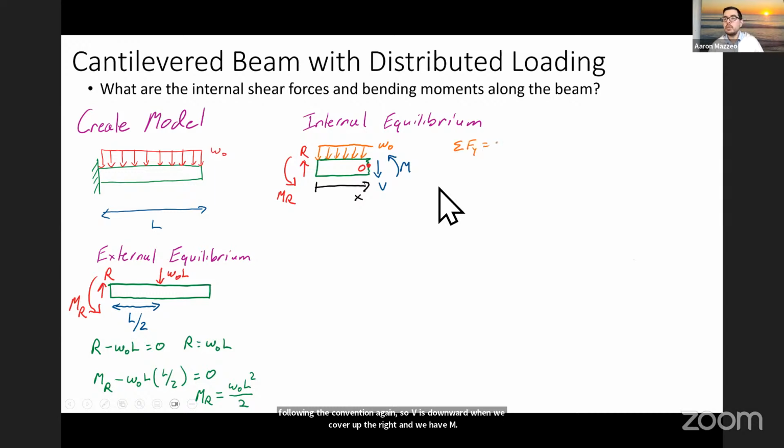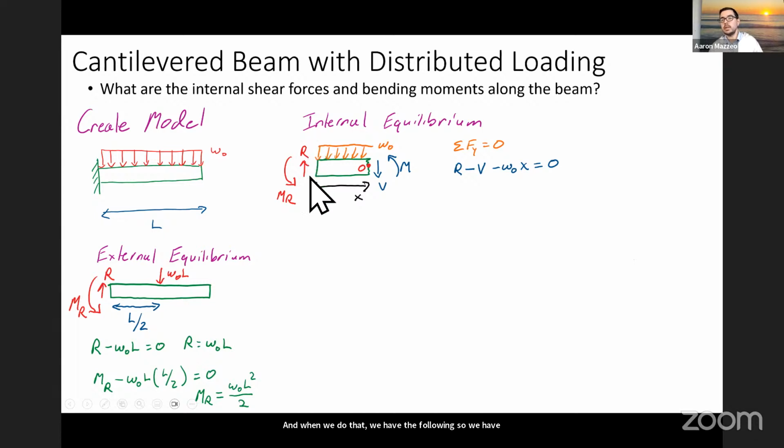We can go ahead and sum the forces in the vertical direction, and when we do that, we have the following. So we have R, which is coming upward, and we know it's W naught L from over here. We have V, which is going downward. And often it's a good idea, I didn't do this, but in case it's not clear, we have Y this way, we have X this way, and then Z is coming out of the board. So we have R minus V minus W naught X is equal to 0, as you see here.